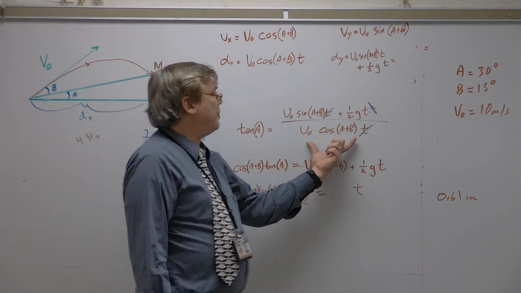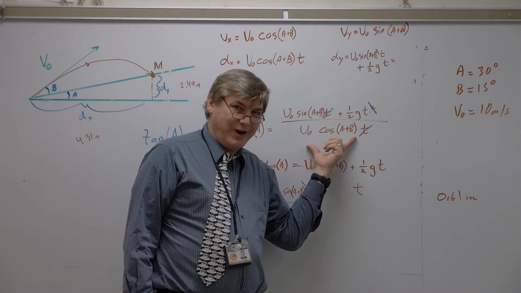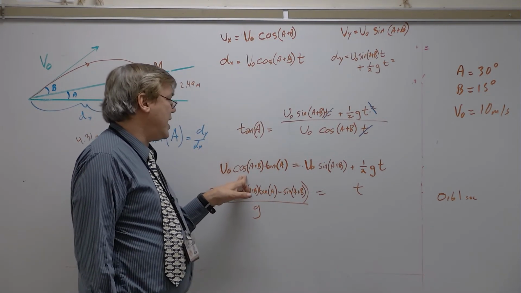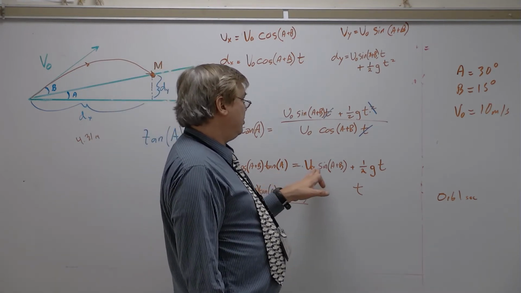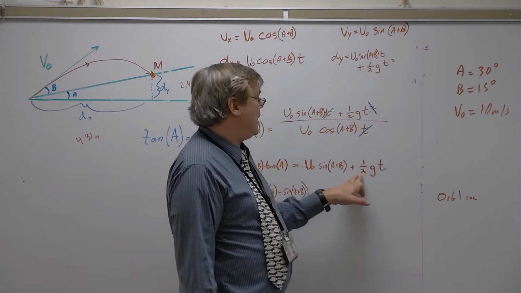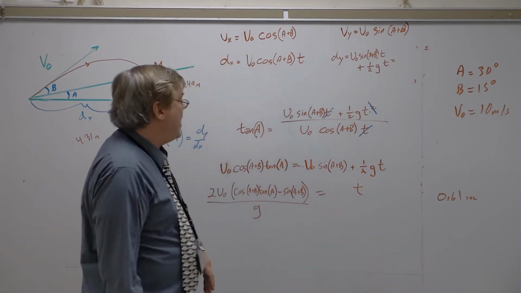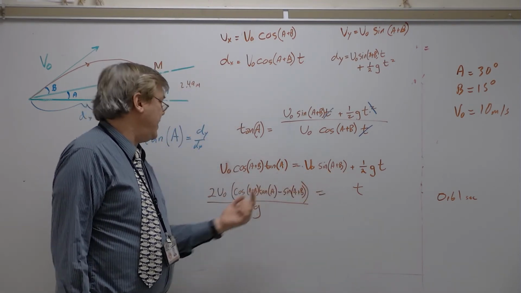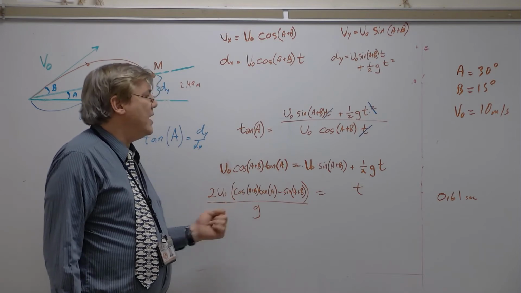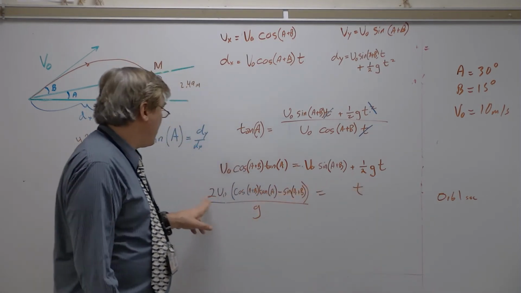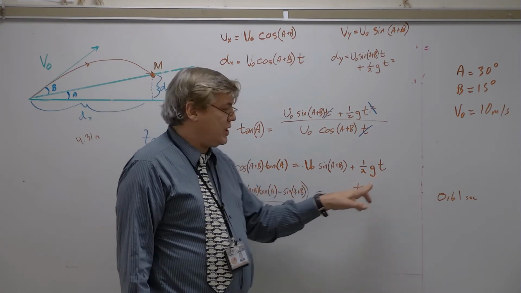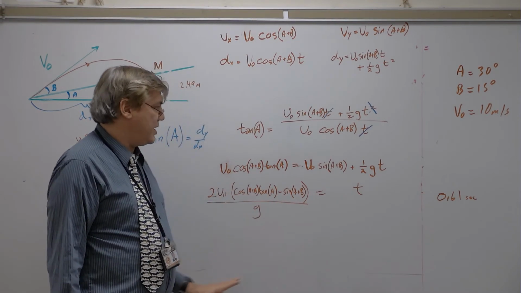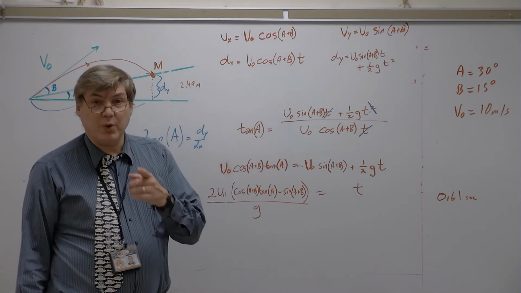And then I can multiply both sides by this denominator to get rid of the denominator and move it over to the other side. And I end up with V naught cosine A plus B tangent A is equal to V naught sine A plus B plus 1/2 gt. Now, I can subtract this from both sides, which I did, and combined the V naught in the front. And then I multiply both sides by 2 to get rid of the 1/2. And I divided both sides by g to get rid of the g on this side. And I end up with t is equal to all of this. So that's how I solve for the time, which is what you were supposed to do on the quiz.